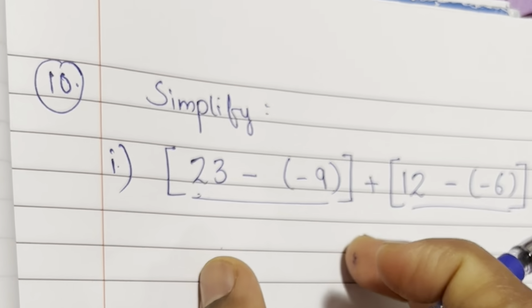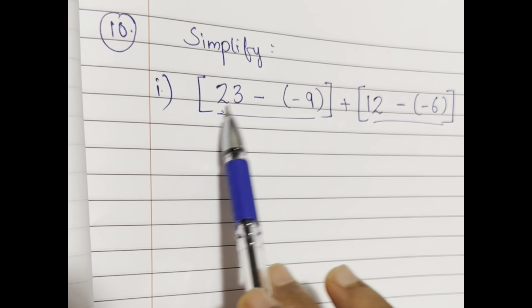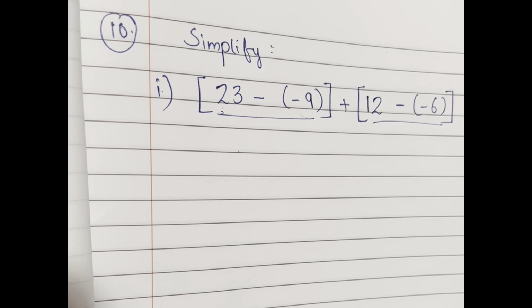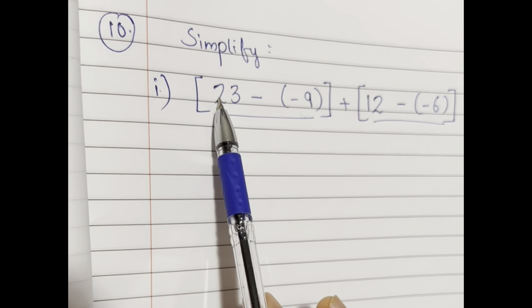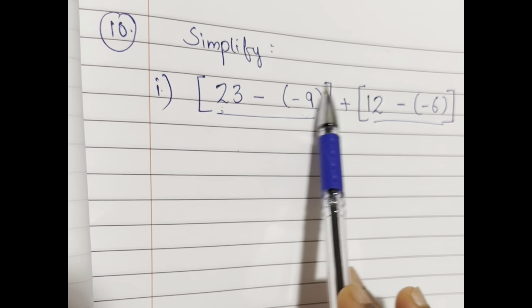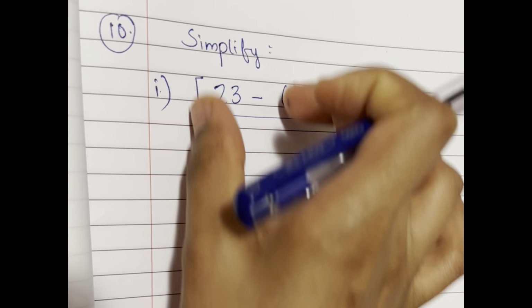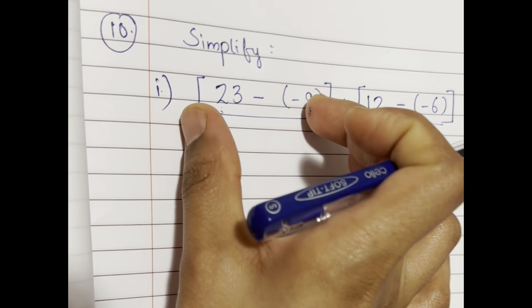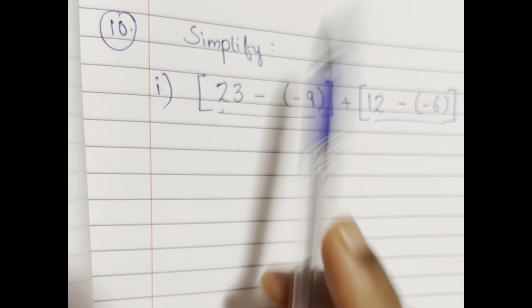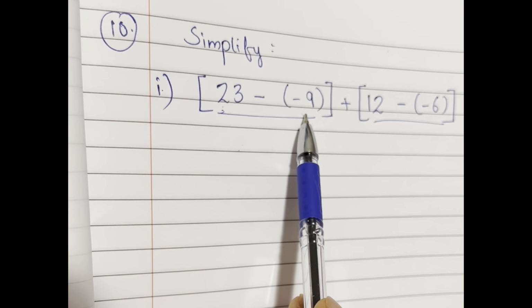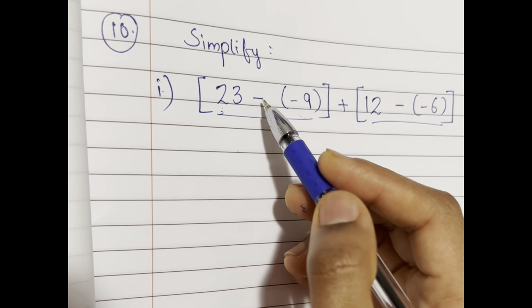So first remove the bigger bracket. What comes inside the bigger bracket, you have to solve that. Then the bigger bracket is removed. So solve this whole bracket first, and after solving this, you will do this portion. So taking this portion, what comes inside the bigger bracket? 23 minus of minus 9. How will you solve this?